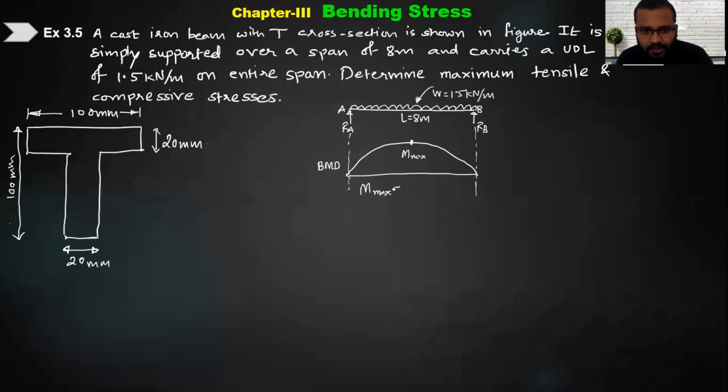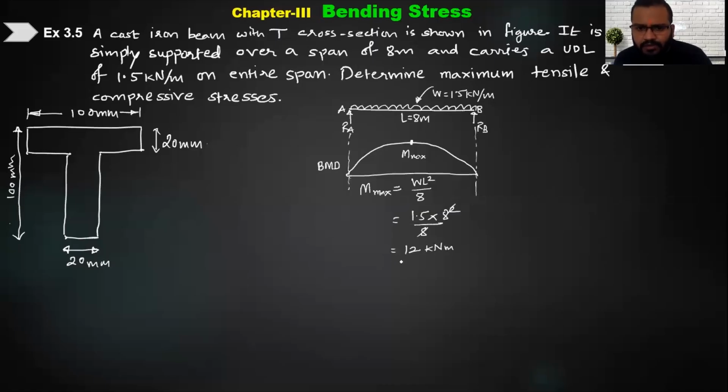Anybody remember this formula? Maximum bending moment, how much was it? It is given by wL square by 8, right? It was given by wL square by 8, if you remember. SFD and BMD we have already discussed. Once you know this formula, you can directly use it, no need to prove how wL square by 8 comes. So we know the values. w is 1.5, L is 8, so 8 square divided by 8. If you cancel out 8, how much will it be? 1.5 multiplied by 8 is 12 kilonewton meter.